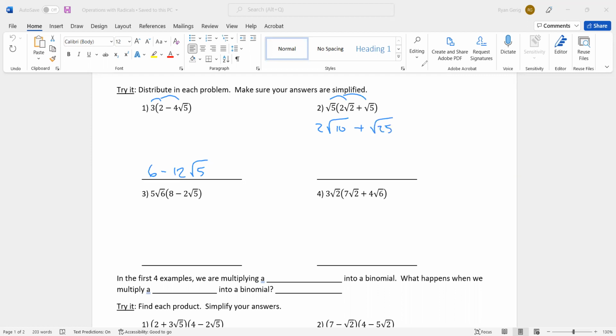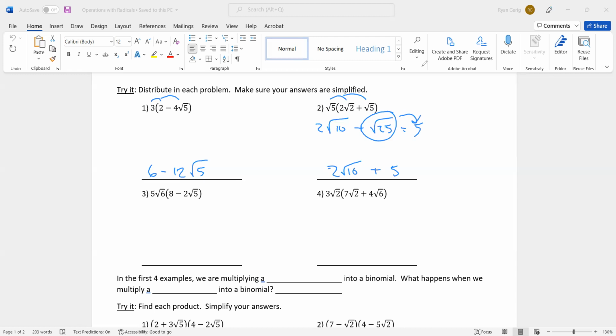Now the thing with a radical, multiplying it by a radical, is you might have to simplify at the end. 10 does not simplify, but the square root of 25 is 5. And we want to simplify that. Right, square root of 25 equals 5. Right.